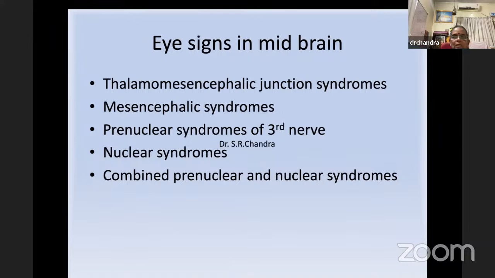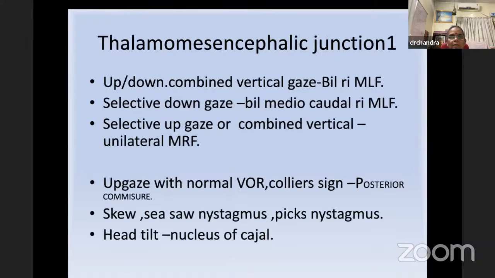These are the five functional zones of the midbrain. Thalamo-mesencephalic, that is the dorsal midbrain. Mesencephalic, pure midbrain. Pre-nuclear, that is above the third nerve nucleus. Nuclear, at the level of the third nerve, the Weber syndrome is there. And combination of pre-nuclear and nuclear when there is a large midbrain syndrome. So these are the various combinations you get in the midbrain.